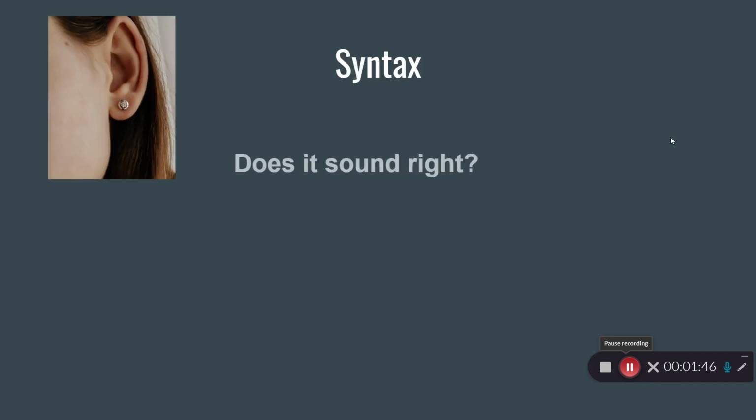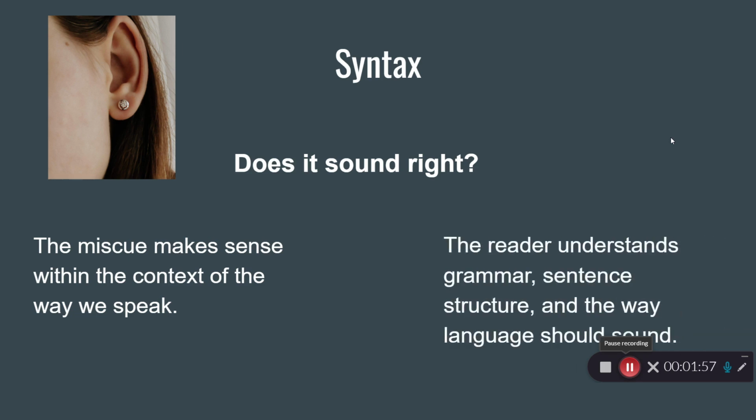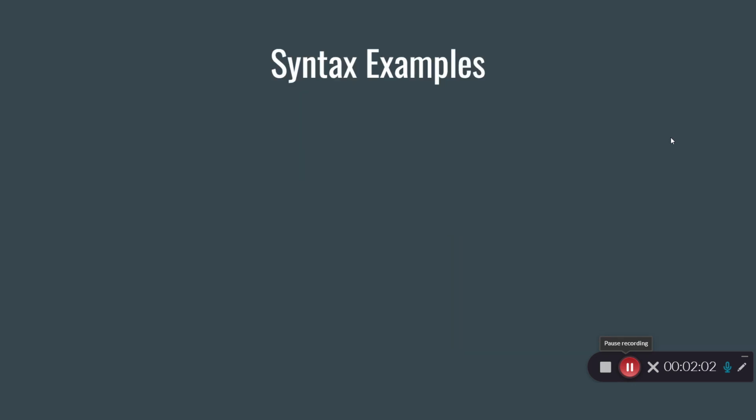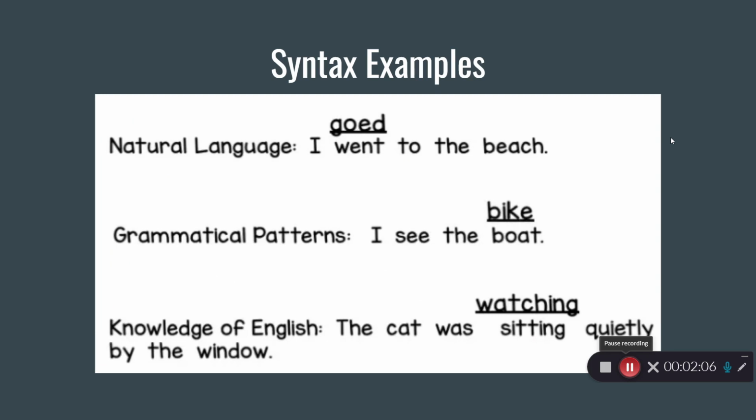Syntax miscues, you should ask yourself the question, does it sound right? This means that the miscue makes sense within the context of the way we speak, and therefore the reader understands grammar, sentence structure, and the way language should sound. Here are some syntax miscue examples. Within these syntax miscue examples, you can see that the reader is understanding the way language should sound. Therefore, these are syntax miscue examples.